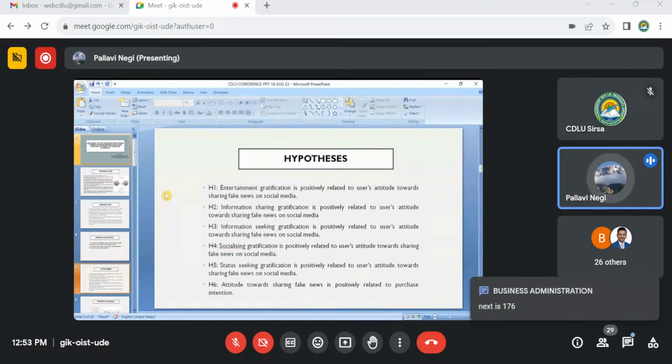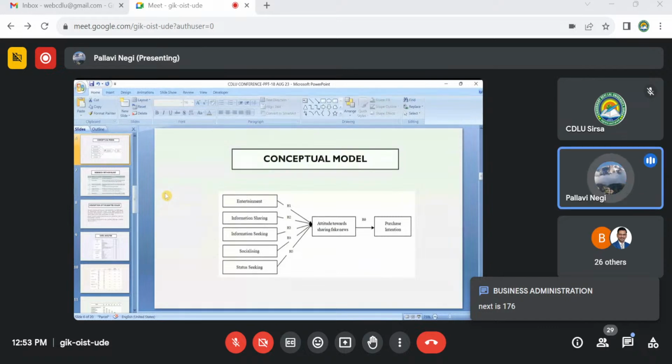There are 6 hypotheses. As we can see in the conceptual model, entertainment, information sharing, information seeking, socializing, and status seeking were the 5 gratifications derived from uses and gratification theory. My objective was to understand their relationship with attitude towards sharing fake news, and then the relationship between attitude towards sharing fake news and purchase intention.